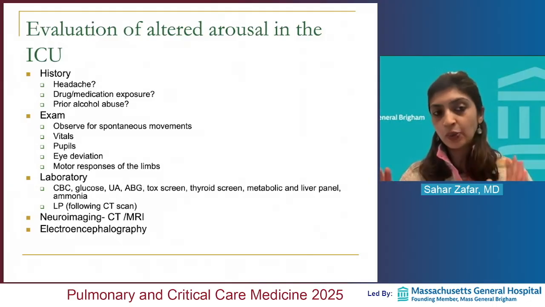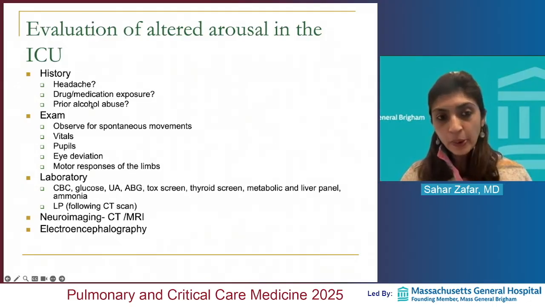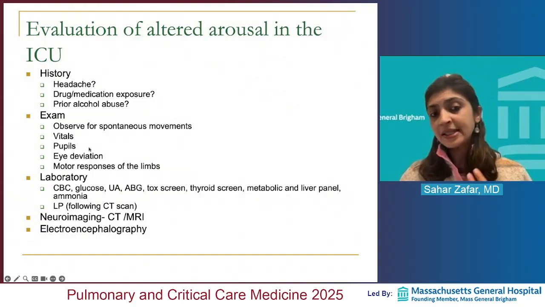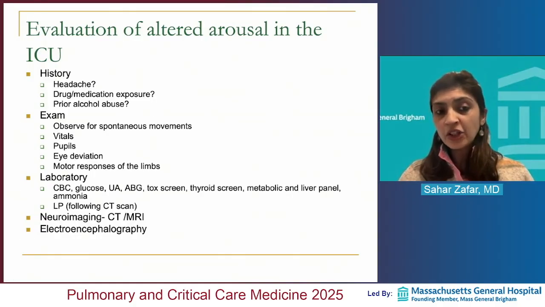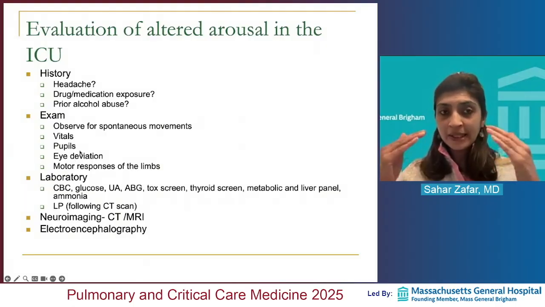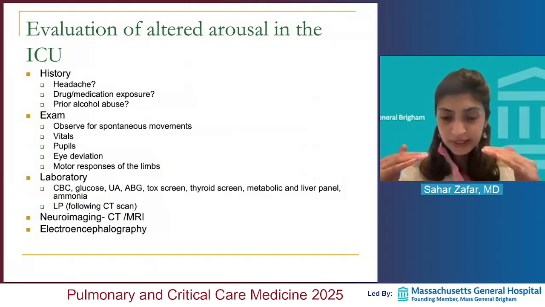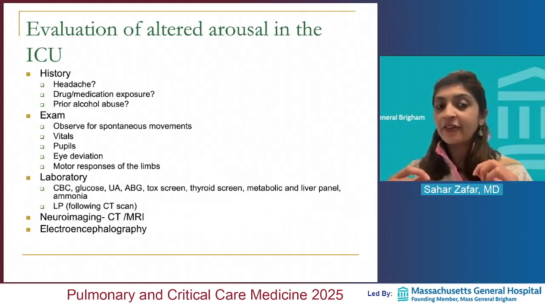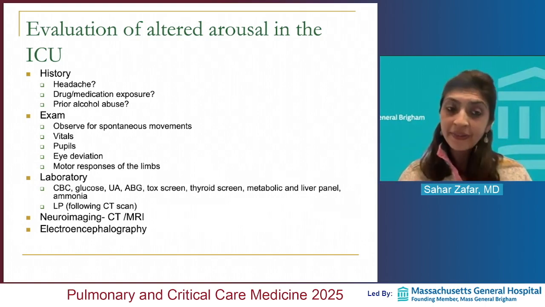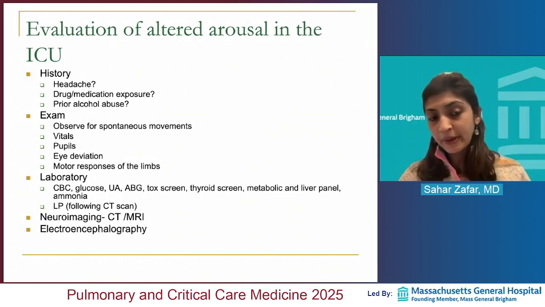And of course, that starts with a good history. Do they have a history of any medication or drug exposures? On exam, assessing for movements, are there subtle movements suggestive of seizures? The pupillary exam: different brain lesions in the brainstem at different levels have classic findings of what the pupils look like, and that can clue you into where the lesion may be.